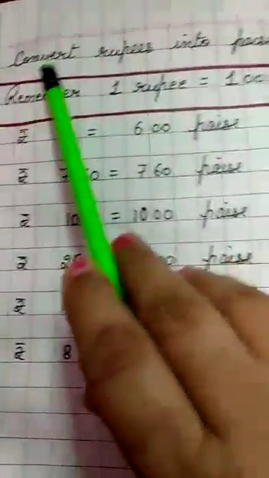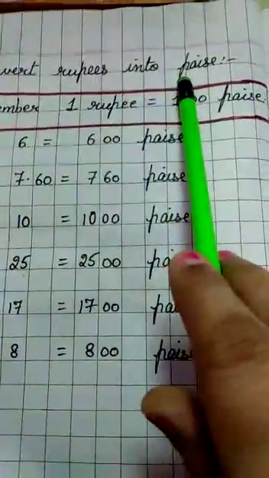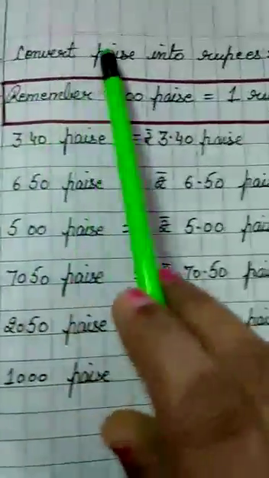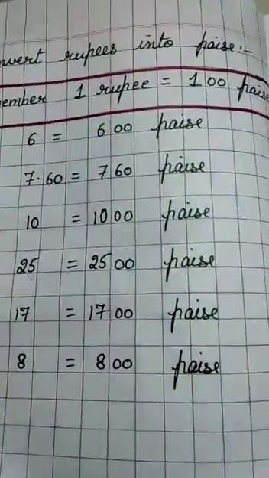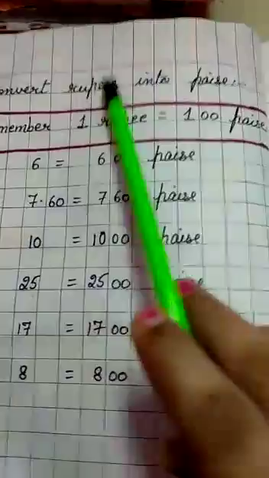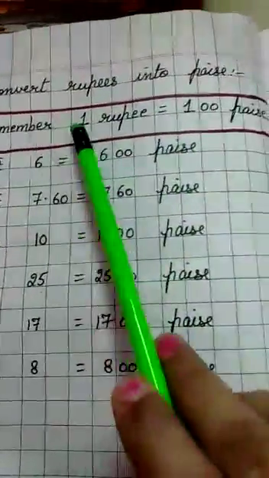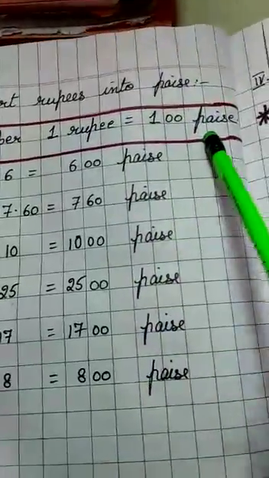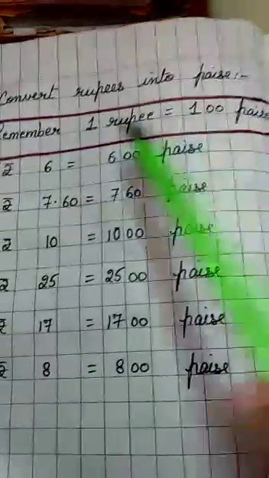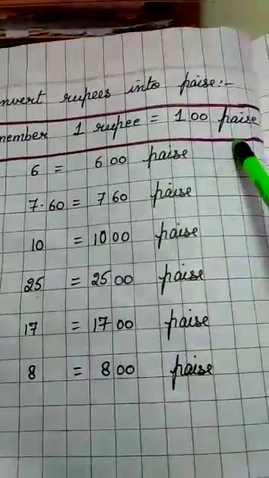Moving on to the next one, the third question, which is convert rupees into paise. And the fourth one, convert paise into rupees. So these two we will be doing today. Conversion of rupees into paise and conversion of paise into rupees. Remember, 1 rupee is equal to 100 paise.